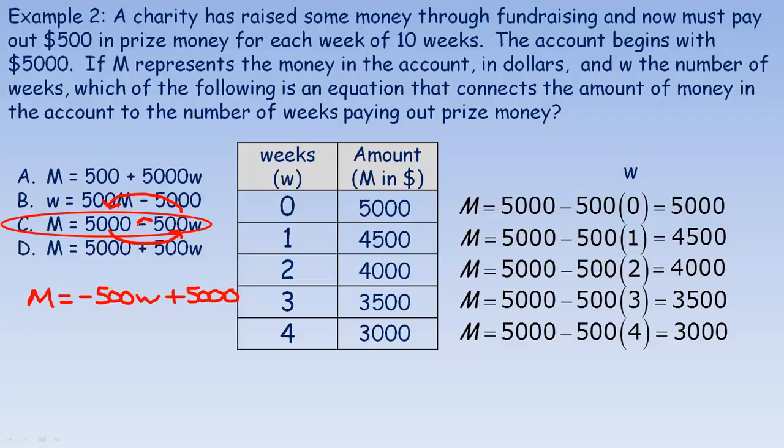Notice that this sign belongs to the 500. That's why there's a minus 500W there. And the 5,000 is positive because they started with $5,000. That's why it's plus 5,000 on the end.